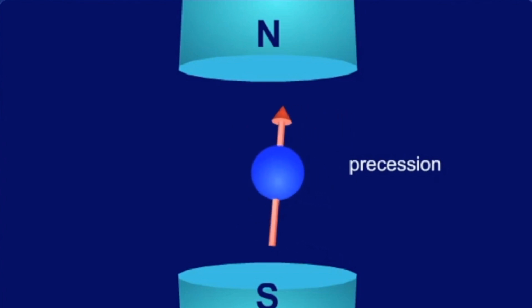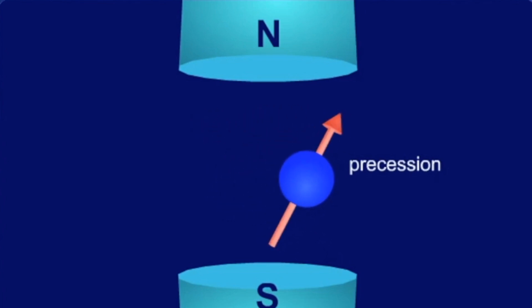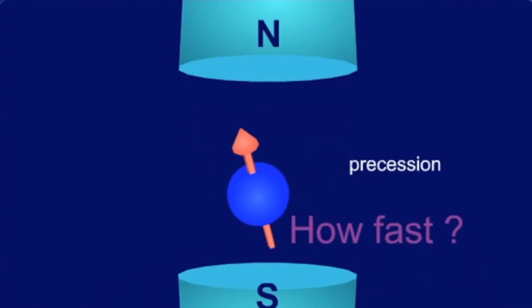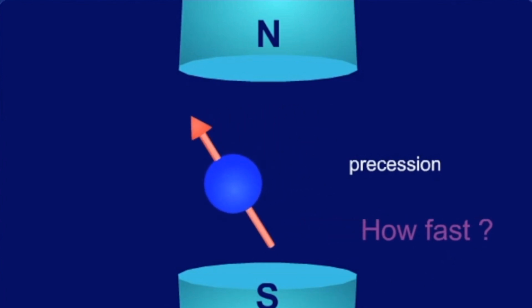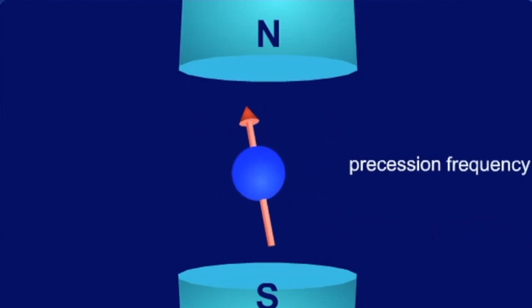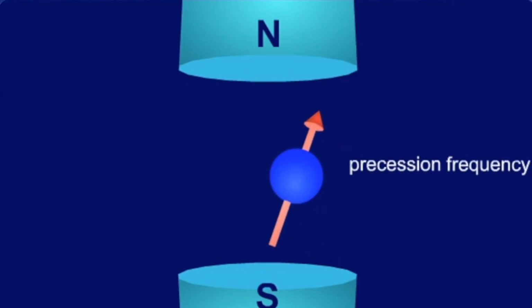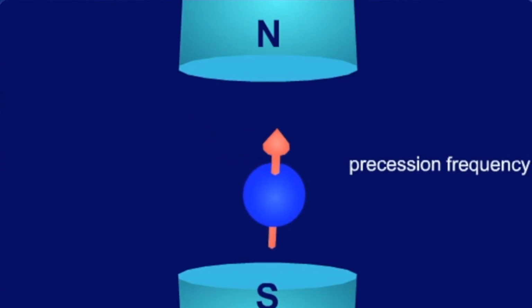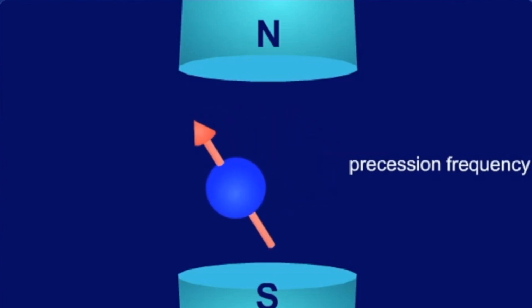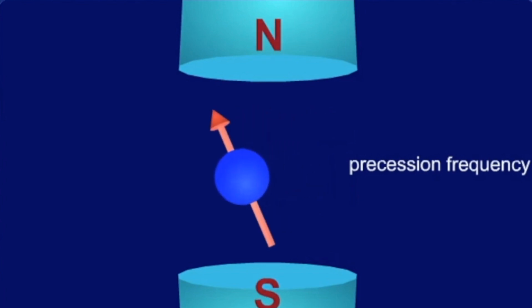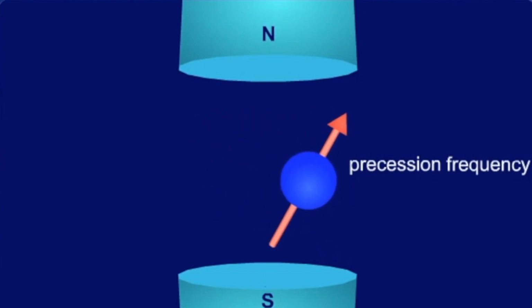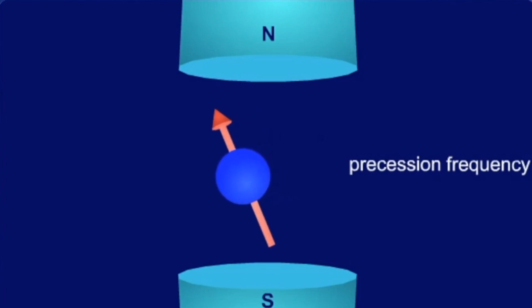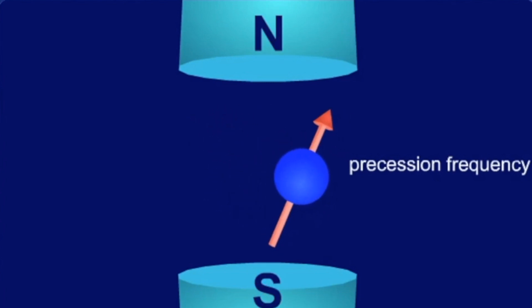In real life, this is a very fast movement. For reasons we will learn later, it's important to know how fast the protons precess. This speed can be measured as precession frequency. That is, how many times the protons precess per second. This precession frequency is not constant. It depends upon the strength of the magnetic field in which the protons are placed. The stronger the magnetic field, the faster the precession rate, and the higher the precession frequency.